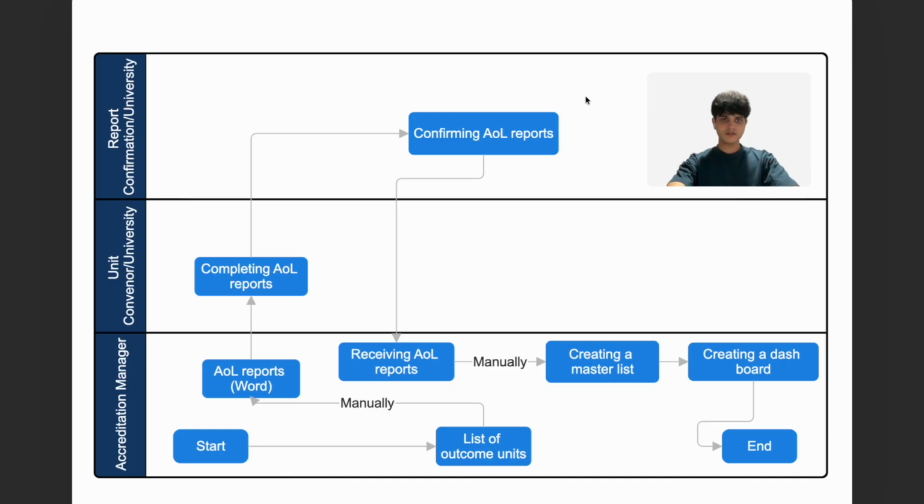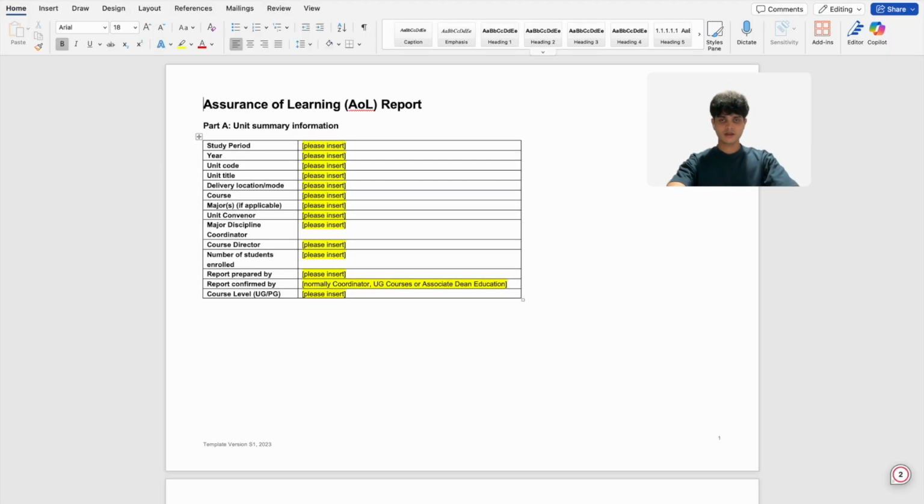As an example, I will show you guys the template. This is the current AOL report template. At the moment, usually the accreditation managers have to fill all these yellow highlighted areas.